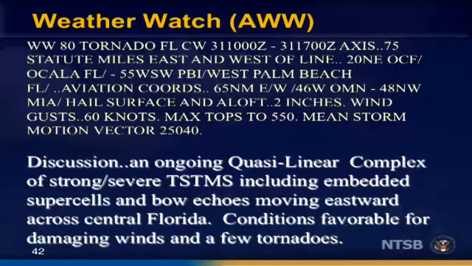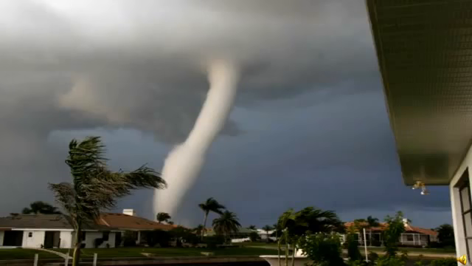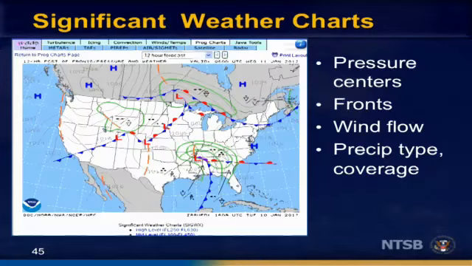A bow echo, those are what Fujita identified as one of the #1 causes of tornadoes, as well as from the supercell. And again, what comes through the area around 2 o'clock in the afternoon is we get an F1 to F2 tornado going across the field.